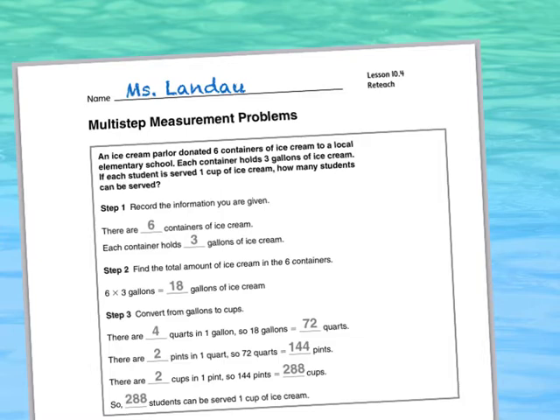Okay, so first step, we're going to record the information we are given. And I know most of you are actually not going to record it, so at least underline it. Don't just try to think about all of it in your head. So there are 6 containers of ice cream, and each container holds 3 gallons of ice cream.